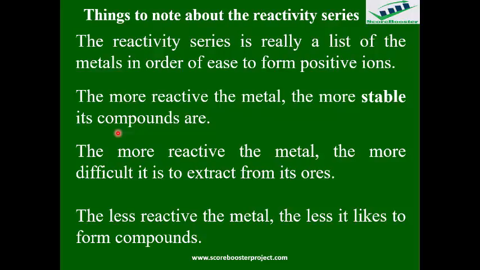The less reactive the metal, the less it likes to form compounds. If you have a less reactive metal, you don't expect it to form a compound. An example is gold. Gold in its natural form is gold. It doesn't react with anything. That is why if they want to extract gold, silver, or copper, they extract them ordinarily like that from their ores. They don't react with anything. They are not in a compound form.